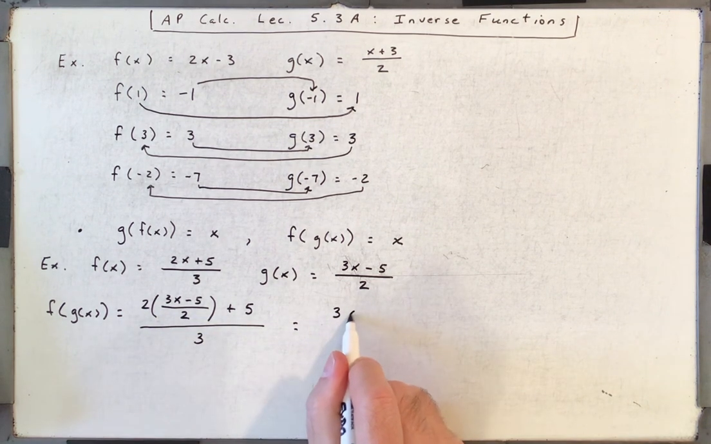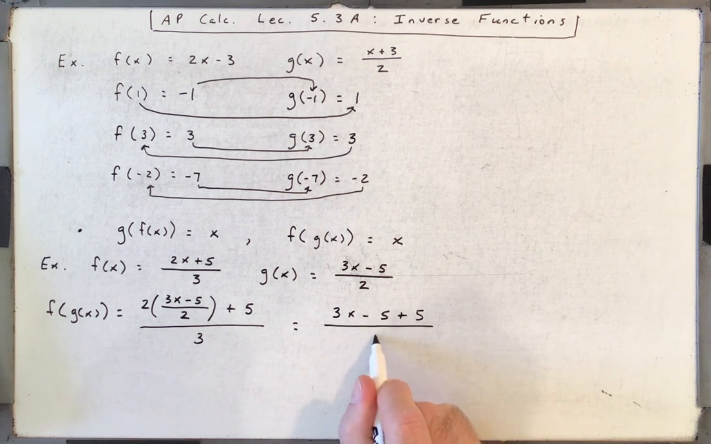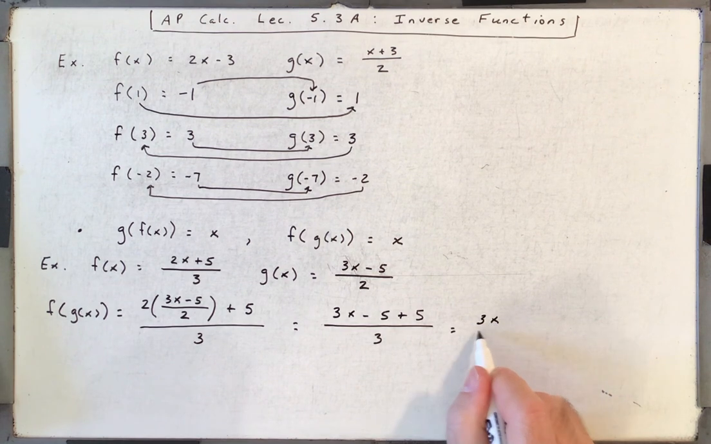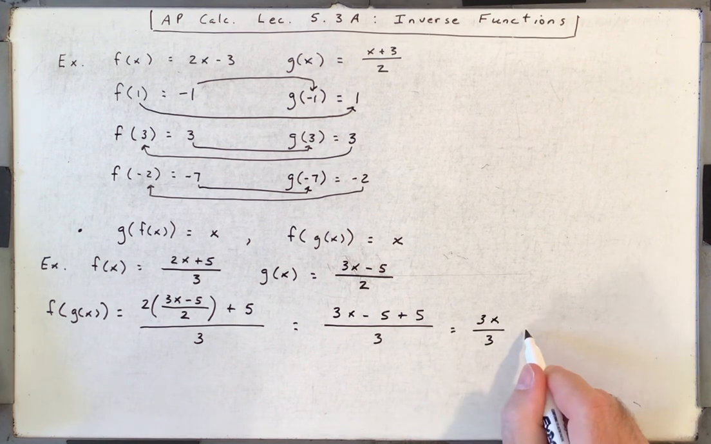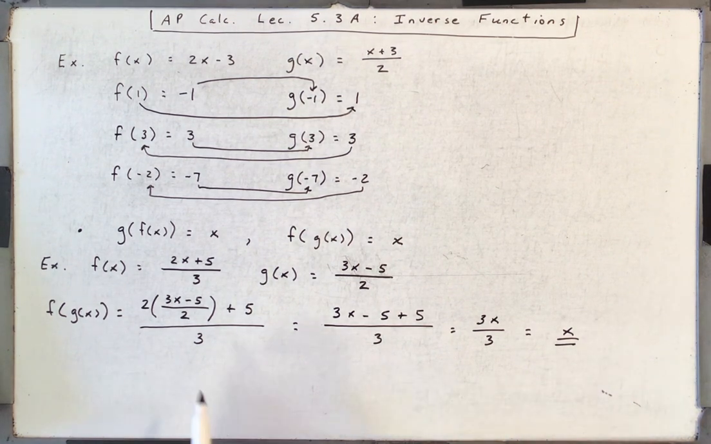And you just have 3x minus 5 plus 5 over 3. Negative 5 and positive 5 cancel, and you have 3x over 3. And the 3's then cancel, and then you just have x. So far, so good. We passed the first test.